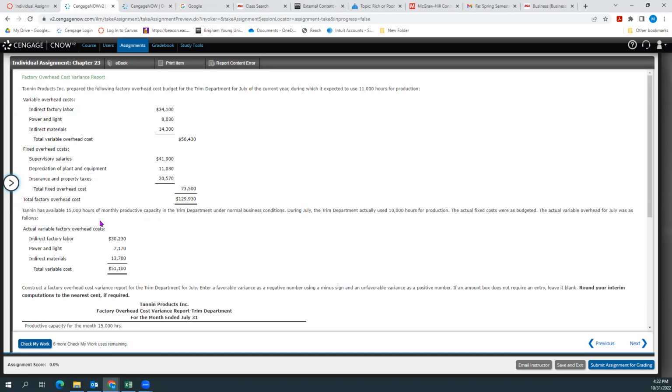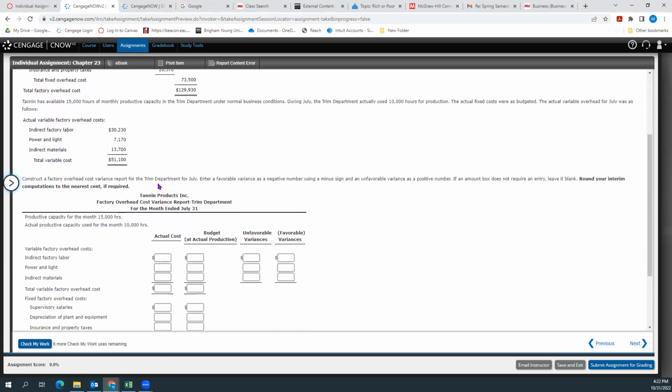Tannen has available 15,000 hours of monthly productive capacity in the trim department under normal business conditions. During July, the trim department actually used 10,000 hours for production. The actual fixed costs were as budgeted. The actual variable overhead for July was as follows, and it gives us all the actuals. So now they want us to construct an overhead variance report. And variance just means how our actuals deviated from what we budgeted.